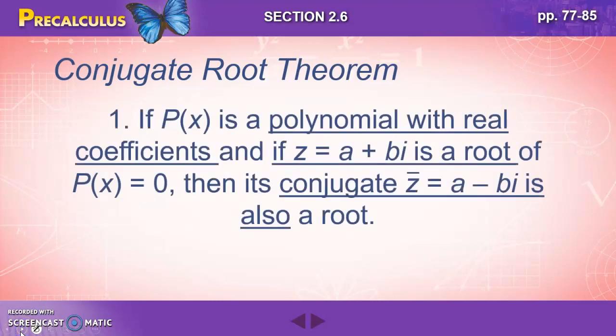Let's talk for a minute about the conjugate root theorem. If p of x is a polynomial with real coefficients, and if z equals a plus bi is a root of that polynomial, then its conjugate, a minus bi, is also a root.